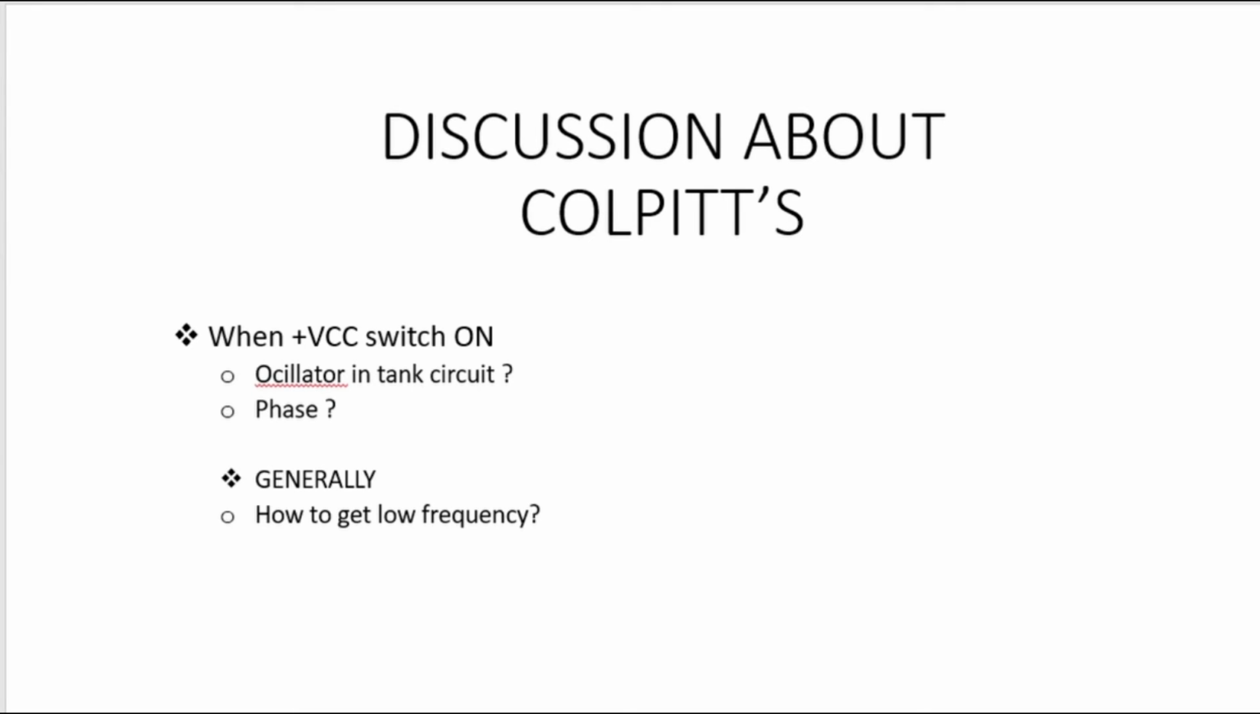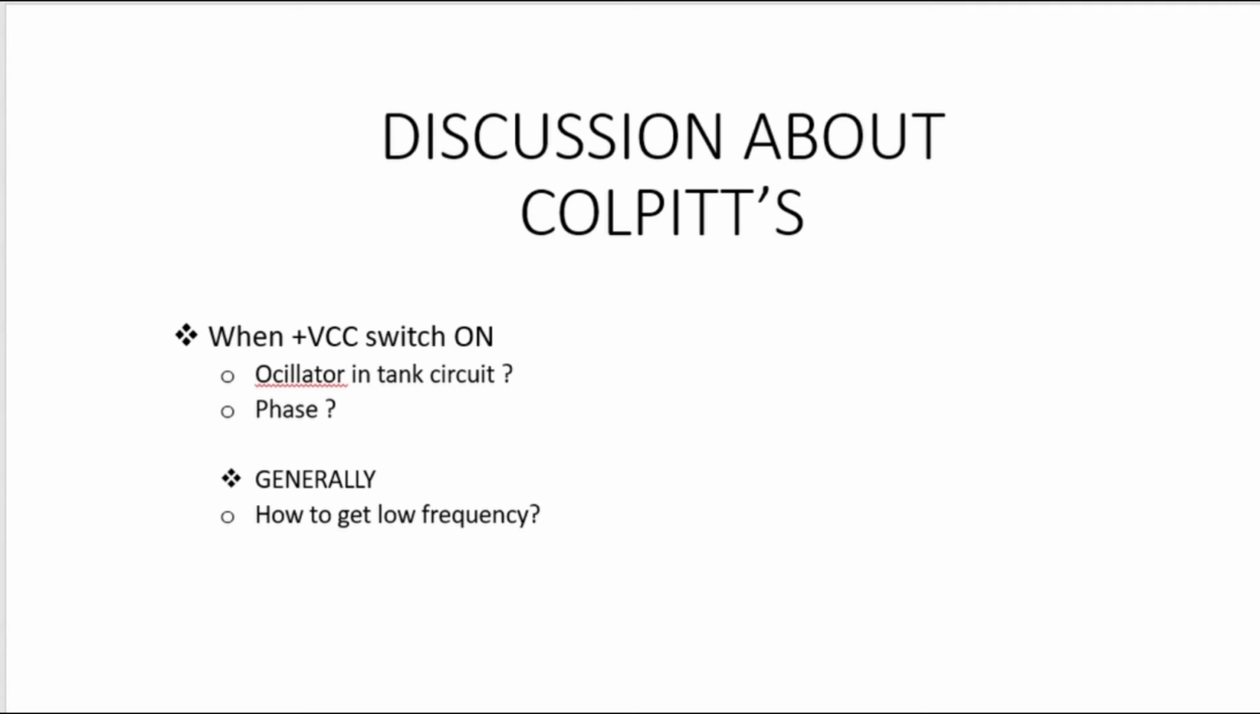This is the discussion about Colpitts. What happens when VCC is switched on at the oscillator in the tank circuit and phase? When VCC is switched on, a transient current is produced in the tank circuit and consequently, damped oscillation is set up in the circuit. The oscillating current in the tank circuit produces AC voltage across C1 and C2. The point between the two capacitors is at ground potential.